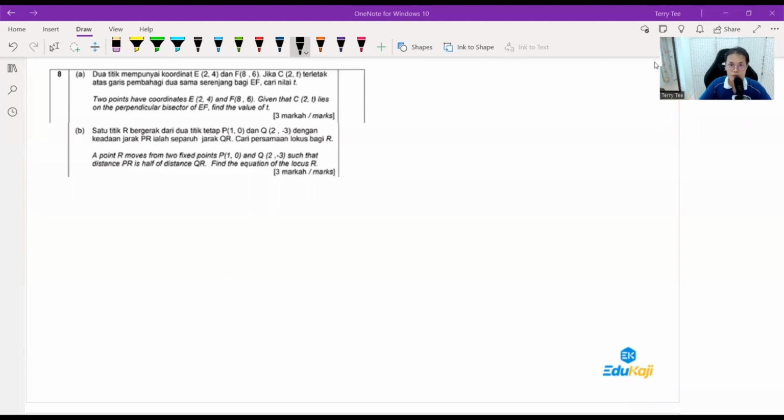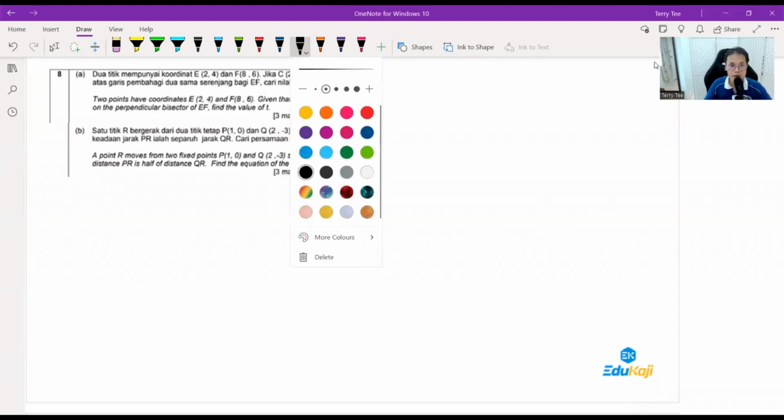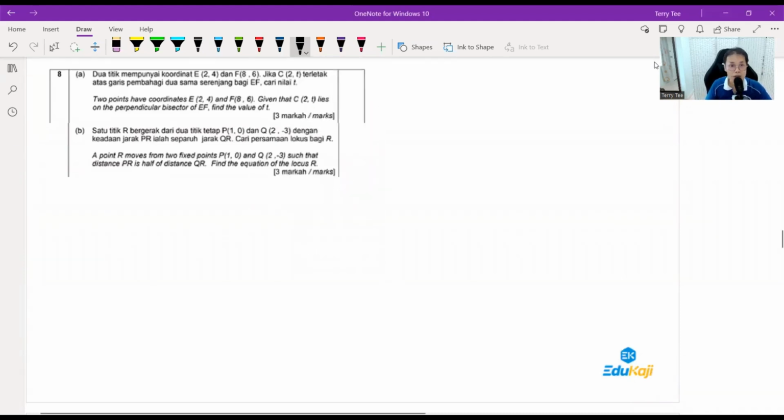Okay, question number 8 is from chapter 7, coordinate geometry. Here we have 2 points, E(2, 4) and F(8, 6). Maybe I just do a rough sketch. This is E(2, 4). This is F(8, 6). C(2, t) lies on the perpendicular bisector of EF. What is a perpendicular bisector? A perpendicular bisector is a line that cuts the given line into 2 equal halves and is perpendicular to it.